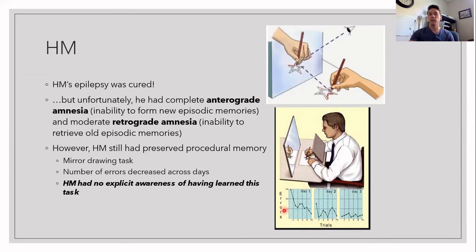Now, over repeated trials across days, we can see that the number of errors he made in drawing that star just by looking at it in the mirror decreased precipitously. In fact, by day 3, he's making virtually no errors. And so this is suggesting that he has learned how to do this task over repeated learning episodes. However, he had no explicit awareness of having learned how to do this task, which would be, again, this distinction that he has some preserved procedural memory, but he has impaired episodic memory.